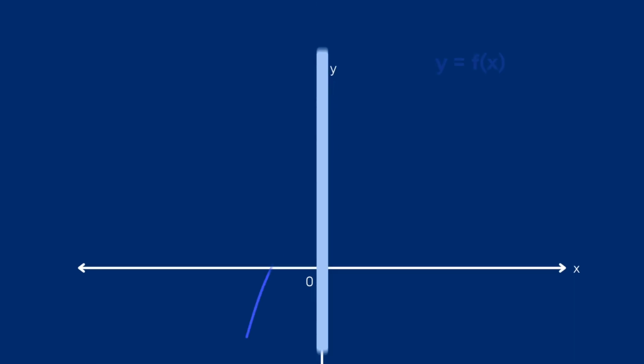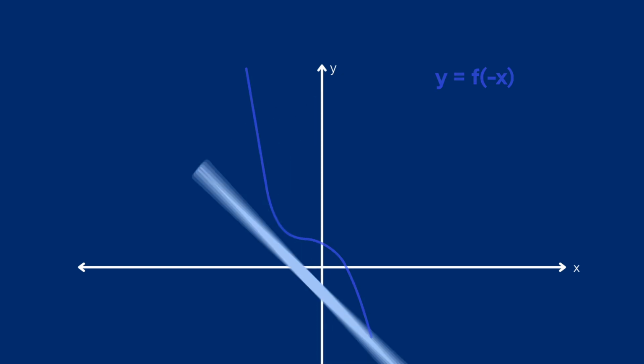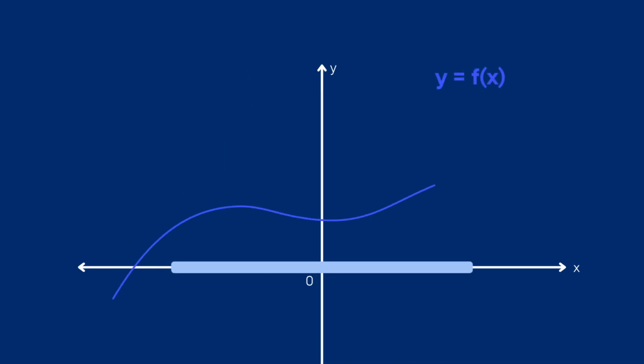Replacing x with negative x, f(-x), reflects the graph across the y-axis. Multiplying the function by negative 1, -f(x), reflects it across the x-axis.